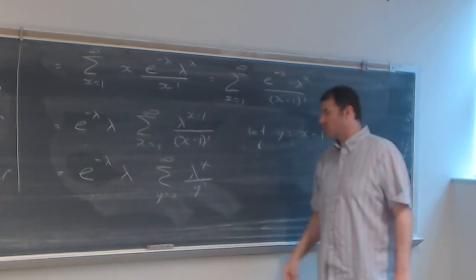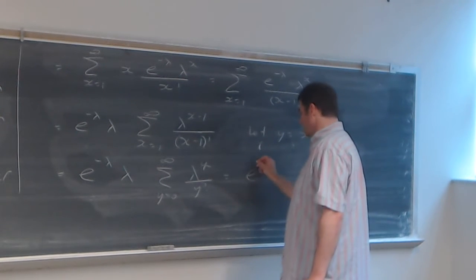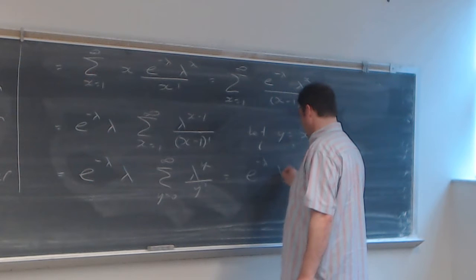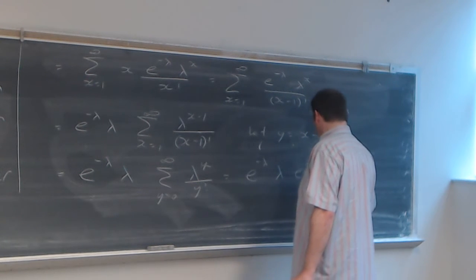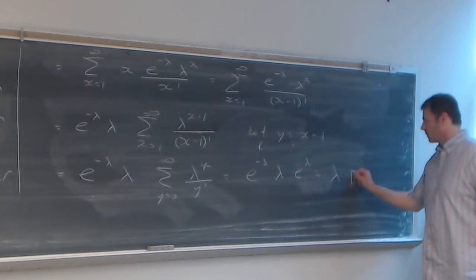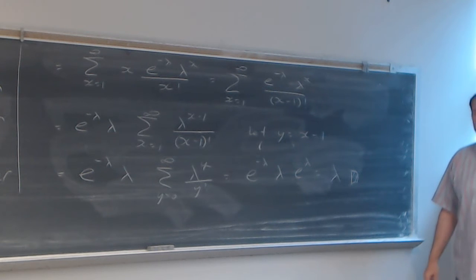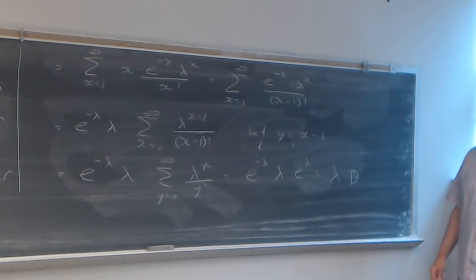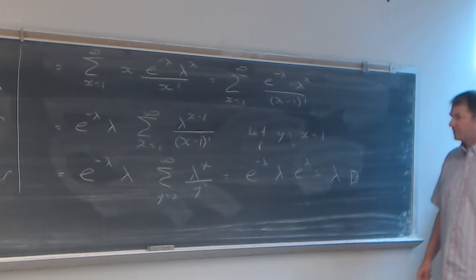Well, by Taylor's theorem, we know what that is. So this is e to the minus lambda times lambda, and here's e to the lambda, and that's just lambda. So that concludes the proof that the expected value of a Poisson random variable is lambda.